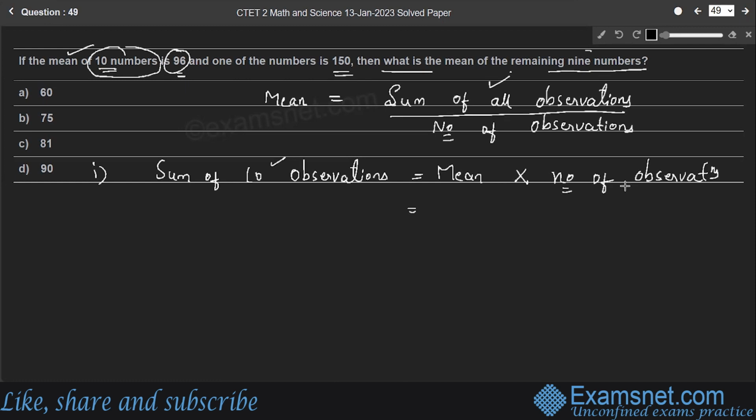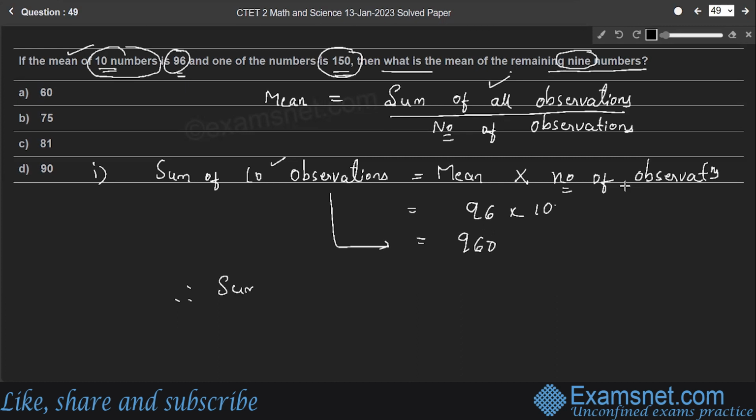So for the remaining 9 numbers, what is the sum of 9 observations? For that, we need the sum of 10 observations, since one of the numbers is already given, right? So the sum of 10 observations is its mean, 96, into 10, the number of observations. Therefore, 960 is the sum of 10 observations. And one number is given, right? So one number is 150.